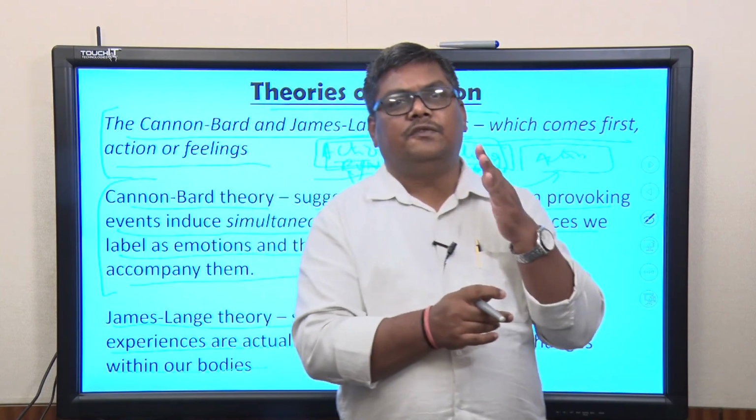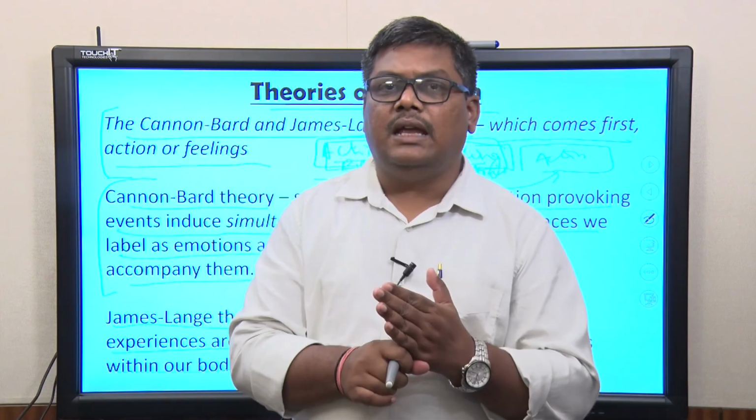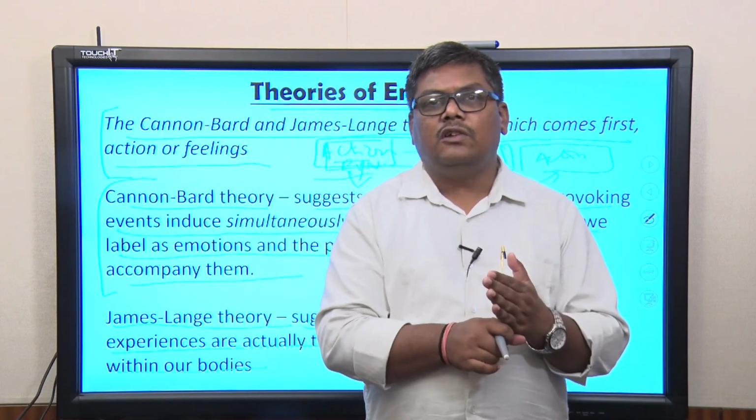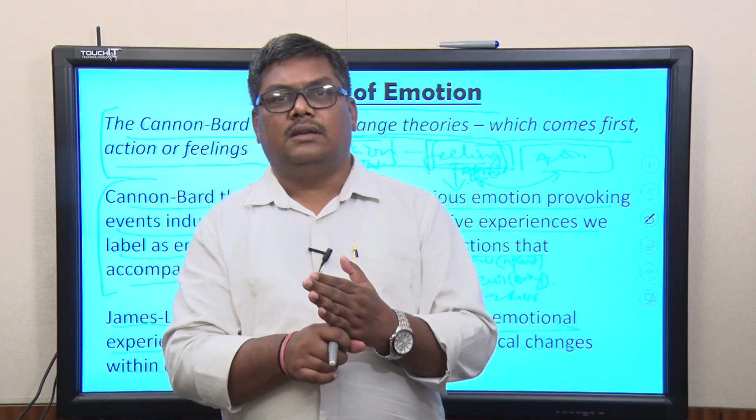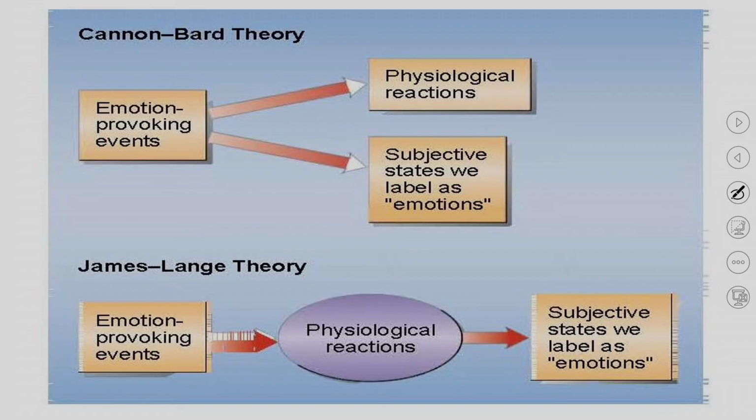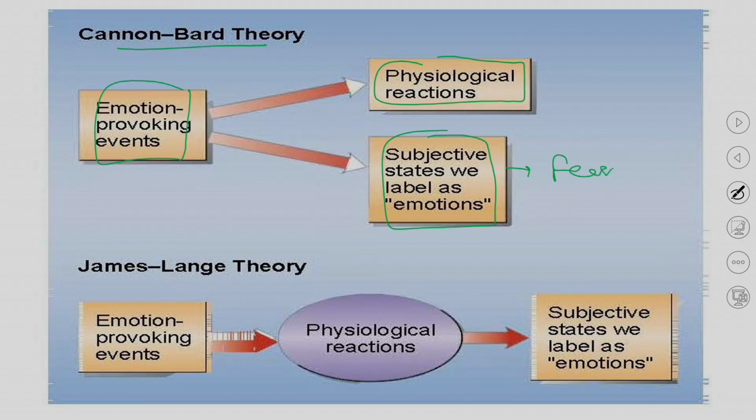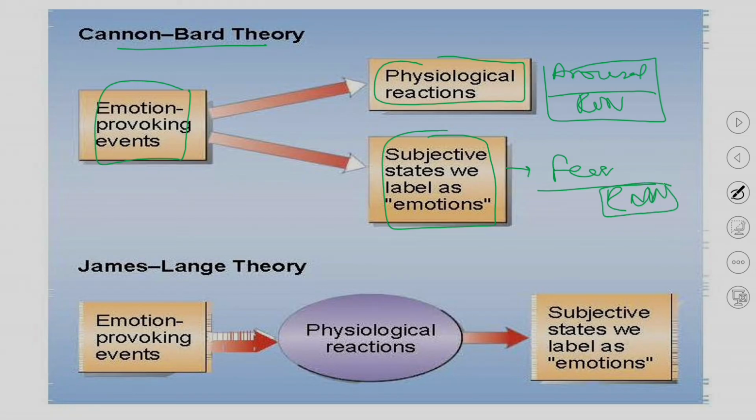Whereas Cannon and Bard say that the physiological changes and the feeling happen at the same time, James-Lange says that the body is aroused first and then later on an emotion comes in, followed by an act. This is the primary difference. So, for Cannon and Bard, emotion-provoking events lead to physiological reactions and subjective states we label as emotion at the same time. We feel emotion, for example fear, and a physiological reaction like arousal and running. We run because we are aroused and we feel emotion at the same time.